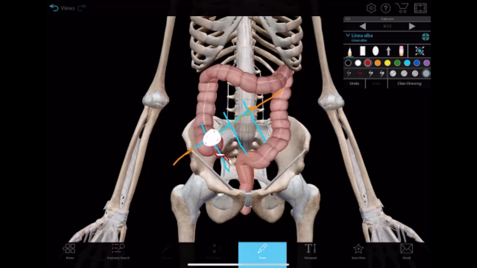Okay, this is the appendix. So this point is called McBurney's point, right? So that is McBurney's point, right?